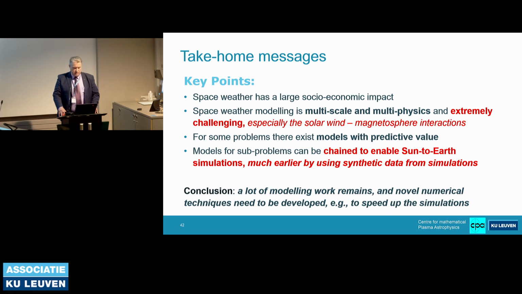Some of these problems have models with predictive value, and as you will see in the modeling center, we can actually chain these models. We have several sun-to-Earth model chains that can do better than nowcast, in the sense of certainly earlier than nowcast, like 2-3 days in advance: do simulations and predict how the DST or how the magnetosphere solar wind interactions will evolve.